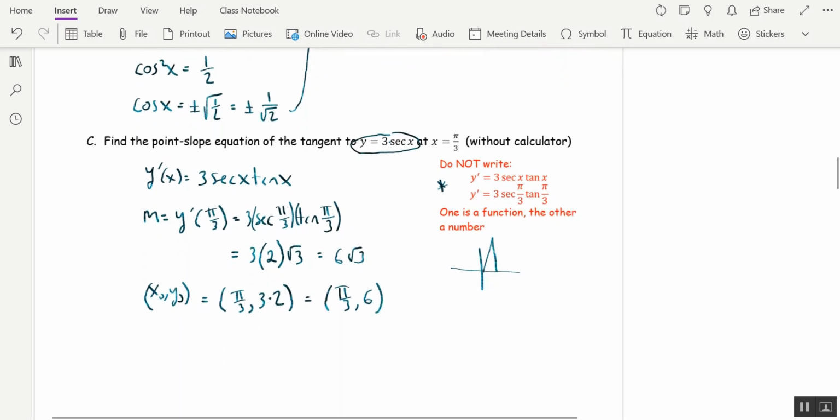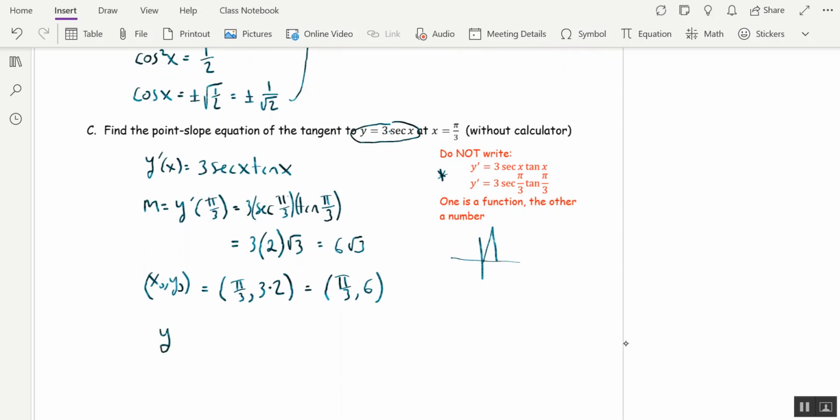Now I can do point slope. Y minus y naught, so that's y minus 6, is m, which is 6 root 3, times x minus x naught. X naught is pi over 3. And I want to leave it in point slope form, so I'm done.